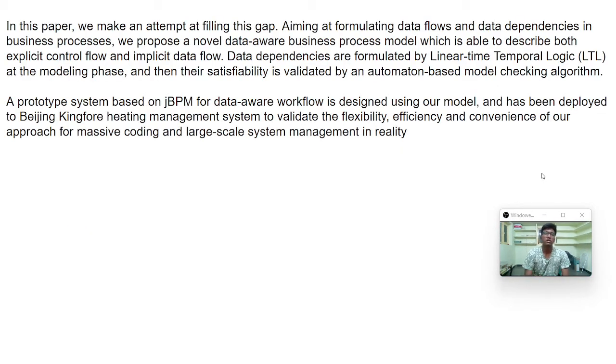In this paper, we make an attempt at filling this gap, aiming at formulating data flows and data dependencies in business processes. We propose a novel data-aware business process model which is able to describe both explicit control flow and implicit data flow.